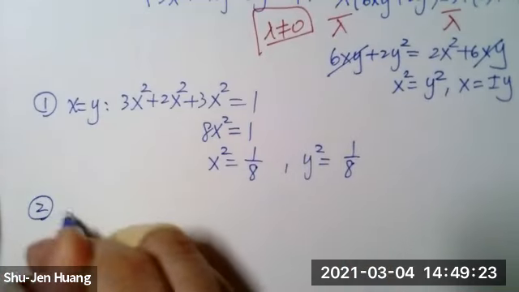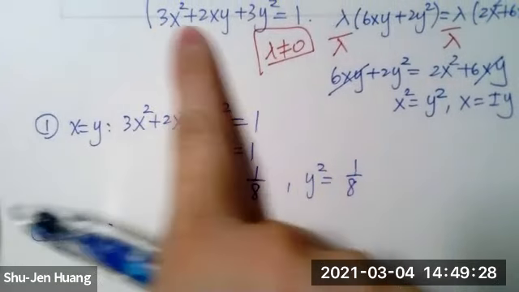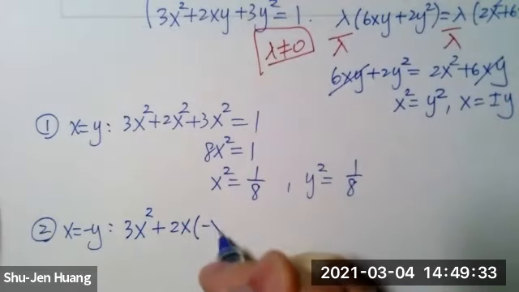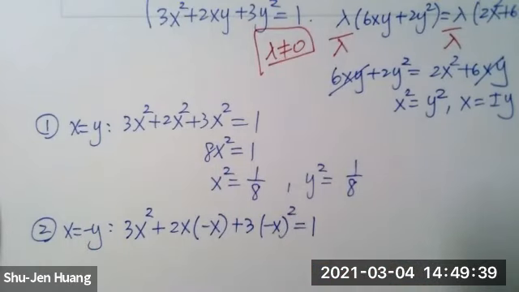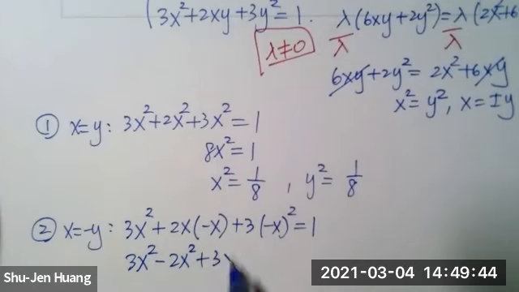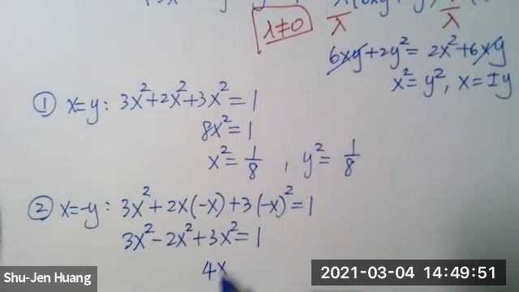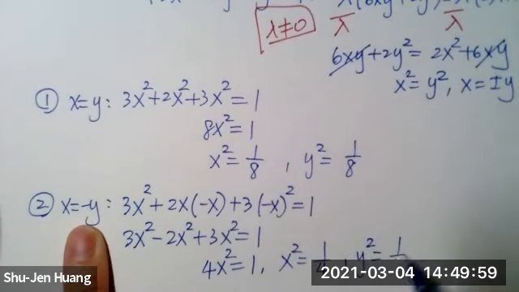Now the second case is when x equal to minus y, or you say y equal minus x. Now we're going to plug into the constraint here. We have 3x squared plus 2x, y is minus x, plus 3 times minus x squared, set that equal to 1. Okay, so we have 3x squared minus 2x squared plus 3x squared equal to 1. So that's 6 minus 2, that's 4x squared equal to 1. So x squared equal to 1/4. If x squared equal 1/4, then y squared is also 1/4.